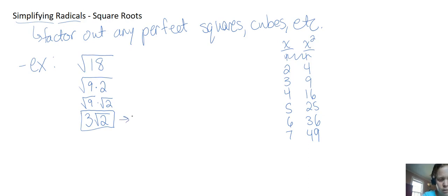So this would be considered my exact simplified radical, because I pulled out any perfect square that was in there, which was 9 in this case. And then anything that I can't take the square root of stays in the radical, in this case in the square root.